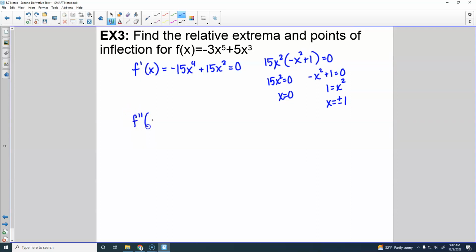For our second derivative, we would get -60x to the 3rd plus 30x.